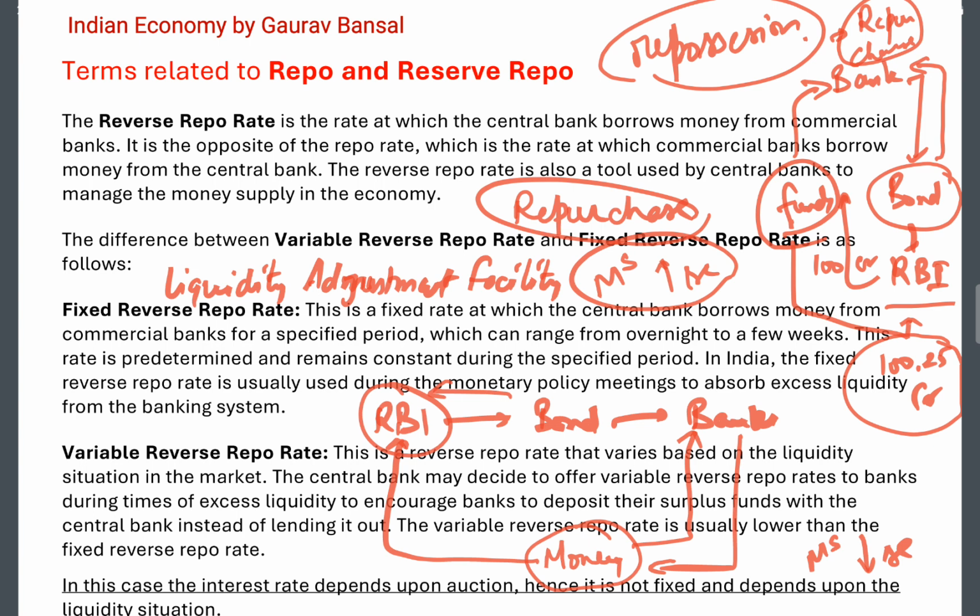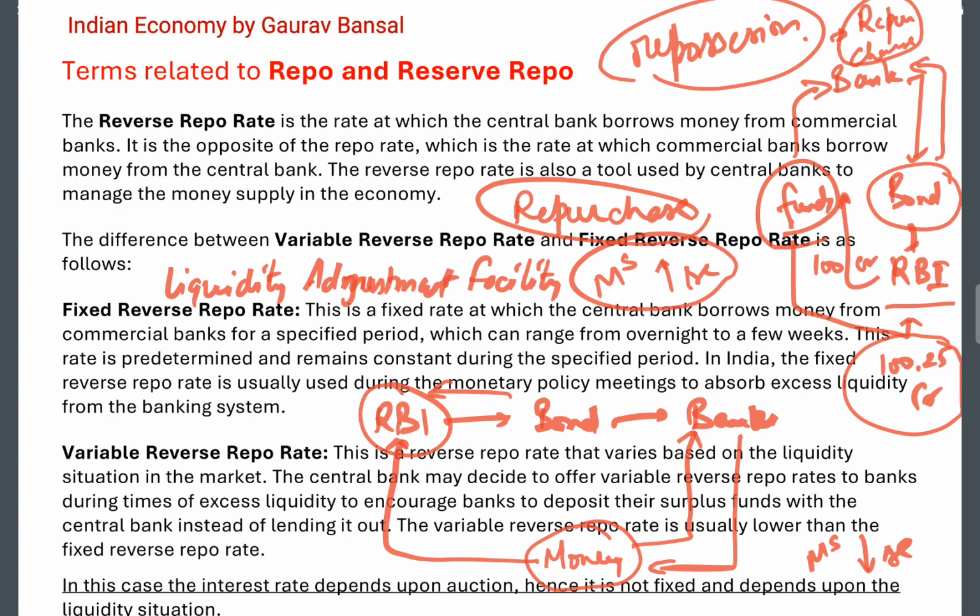Now, what are these? Variable reverse repo, fixed reverse repo. So basically, in its quarterly monetary policy statement, all of us know, or I hope you know at least, that four times in one year the RBI's MPC, Monetary Policy Committee, sits together and decides the policy rate. And then that is announced in the quarterly monetary policy statement. So every quarter RBI announces a monetary policy.